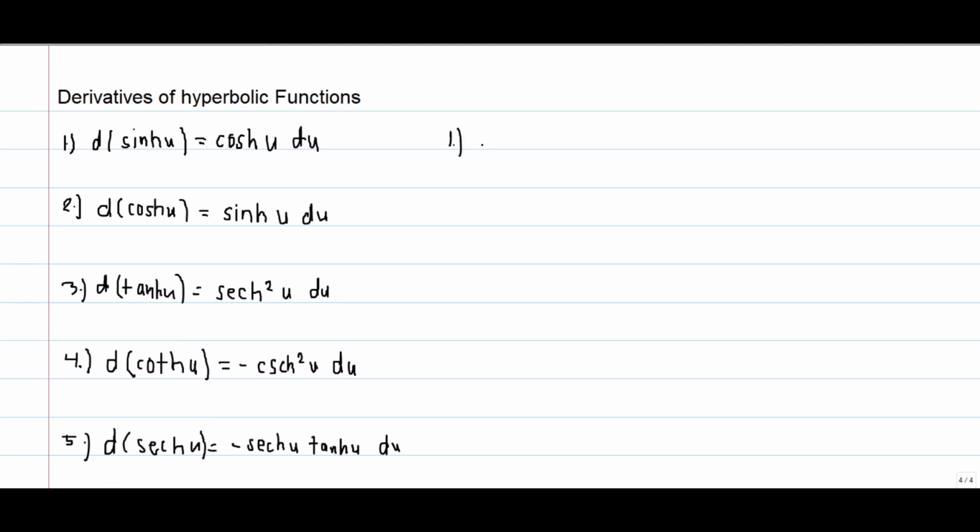So for example, if you are given this problem of the hyperbolic function, y is equal to cosh of the quantity 2x plus 1. What is the first derivative? Let's say u here is equal to 2x plus 1, then du here is equal to 2.